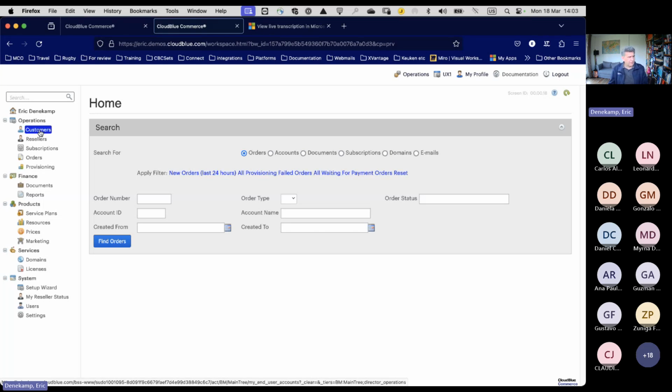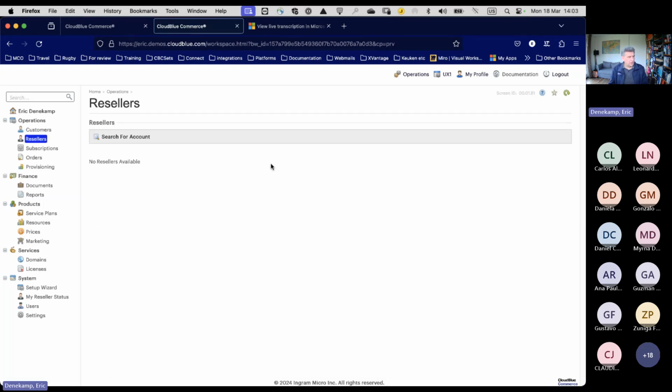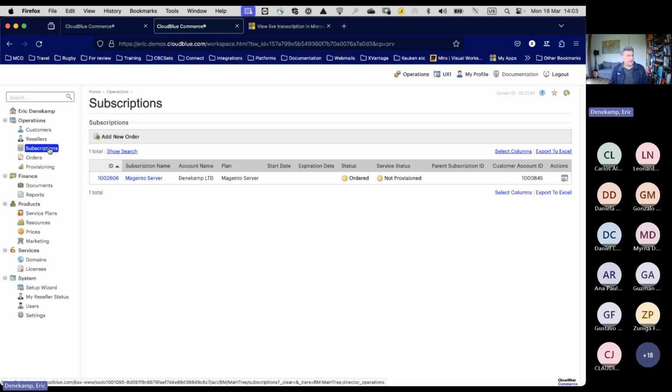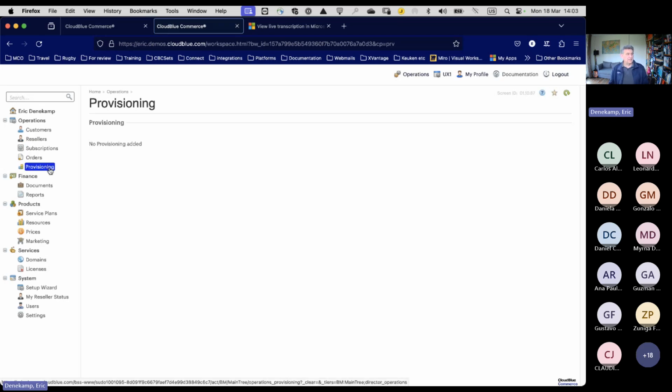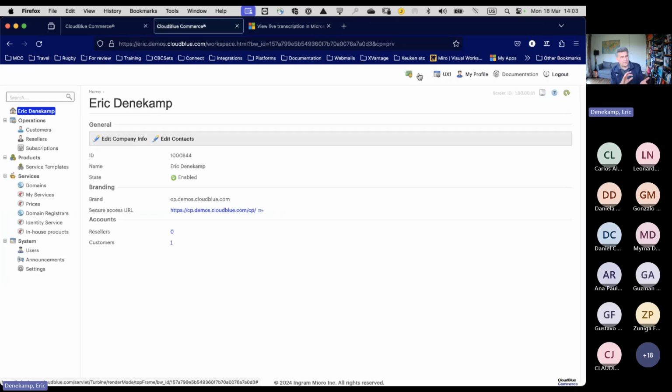I've got my customers here. I've got sub resellers here if needed. I can see subscriptions. I can see orders that have been placed. I can see provisioning if there's something relevant to see, etc. So there's a lot of navigation. And next to my operations back, so these two toggle in the same window.